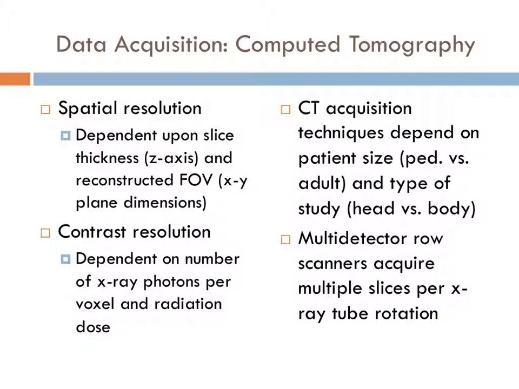Technique includes factors such as KV, MA, time, slice thickness, and so much more. Multi-detector row scanners acquire multiple slices per X-ray tube rotation. Some examples are 16, 64, 128, 256, and even up to 320 simultaneous slice acquisitions. You may often hear of a CT being referred to as a 16 slice or 64 slice. This is in reference to slice acquisitions.